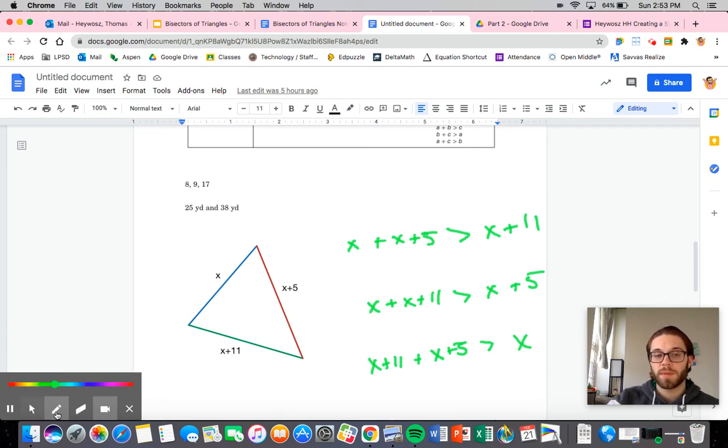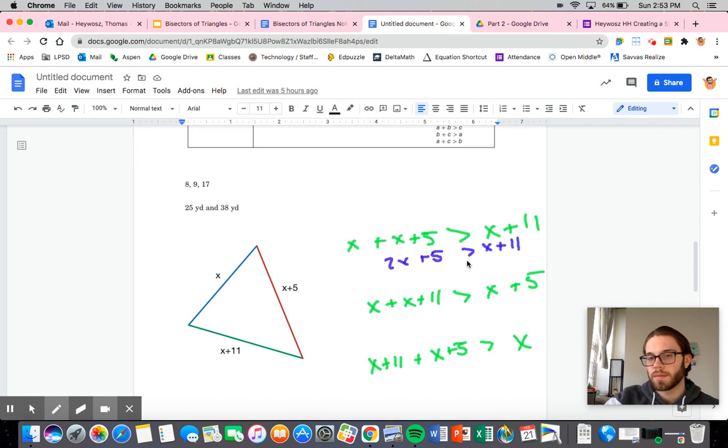So now we'll have to simplify all of those. I'm going to use different colors so we don't lose track. So this would be 2x plus 5 is greater than x plus 11. x is going to be greater than 6 when we simplify that. So there's one piece of information that we care about. Let's graph that. 6. x is greater than 6.